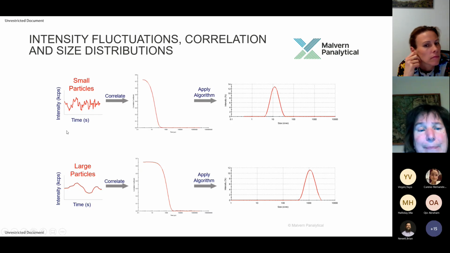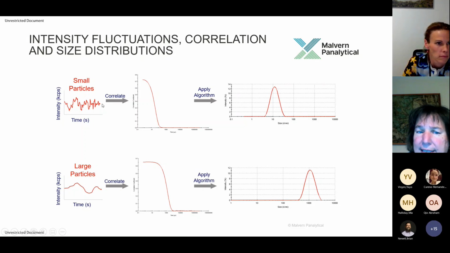The entire experiment sort of goes like this. We have small particles that move quickly. So if we study light scattering intensity versus time, we get a very noisy intensity pattern. If we have larger particles, they do not move as quickly, so there's a more regular pattern in the intensity versus time. But we correlate these signals, and think of the correlator as a photographic camera.